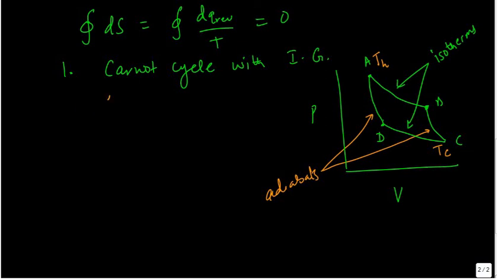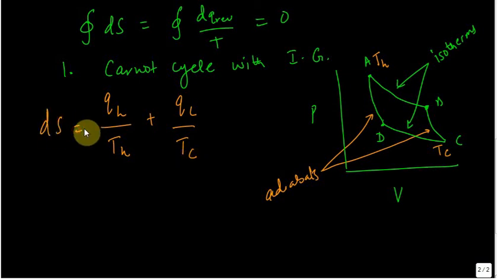So what I need is QH, let's say QH along the path AB, divided by TH. Right? That's the change in entropy that I get over here. And the change in entropy over CD would be QC by TC. So the two isothermal paths. For the adiabats, of course, the change in entropy is 0. So I could write it like that.